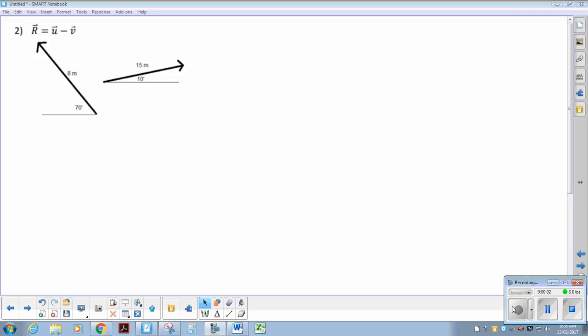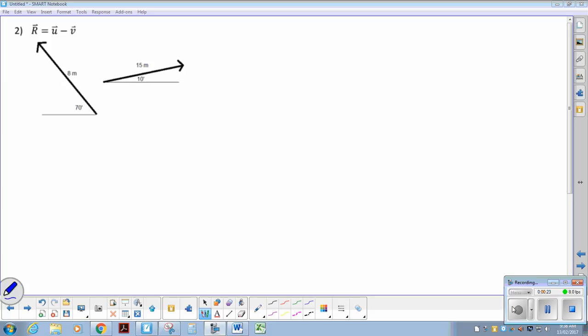Okay, this is lesson number 4, part 3. This is adding and subtracting vectors using algebraic methods. For this one, if you watch the previous example, I did a lot of explanation. This one I'm going to show the minimum of what you require here. So we are doing the resultant equals u minus v.